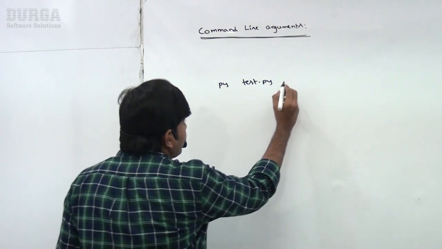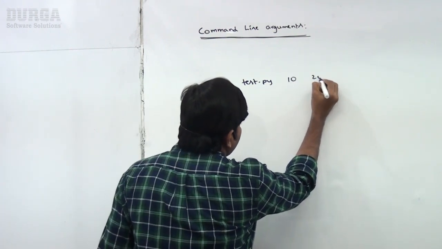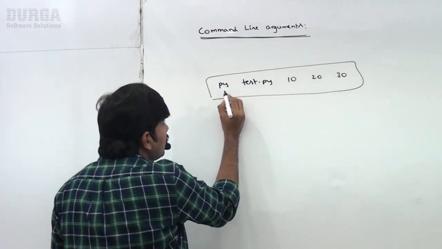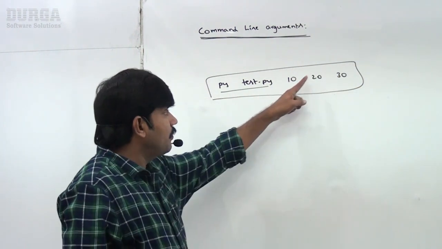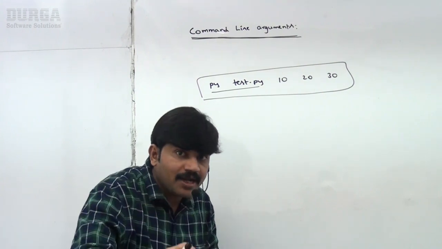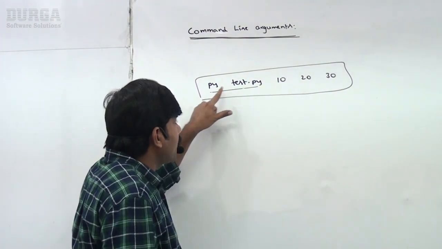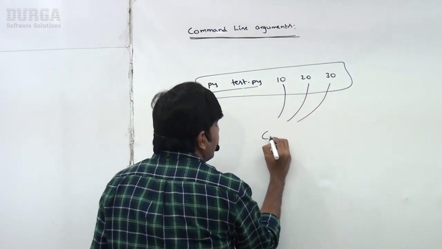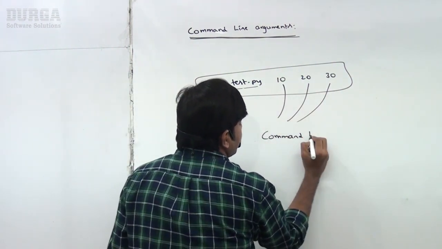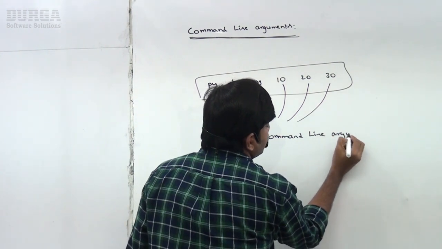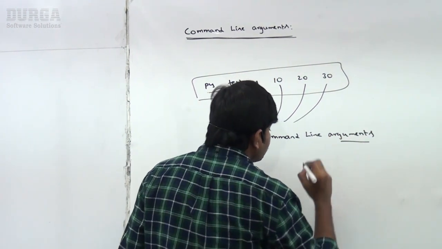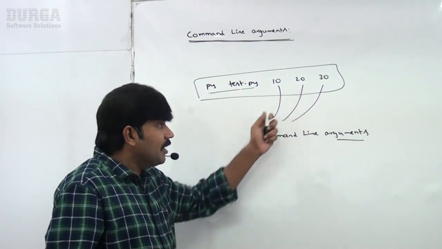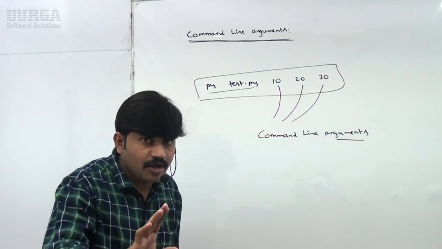While executing this command, you can pass some arguments with it. With the Python script execution, these arguments are by default considered as command line arguments. The arguments which are passed from the command prompt are called command line arguments, right?